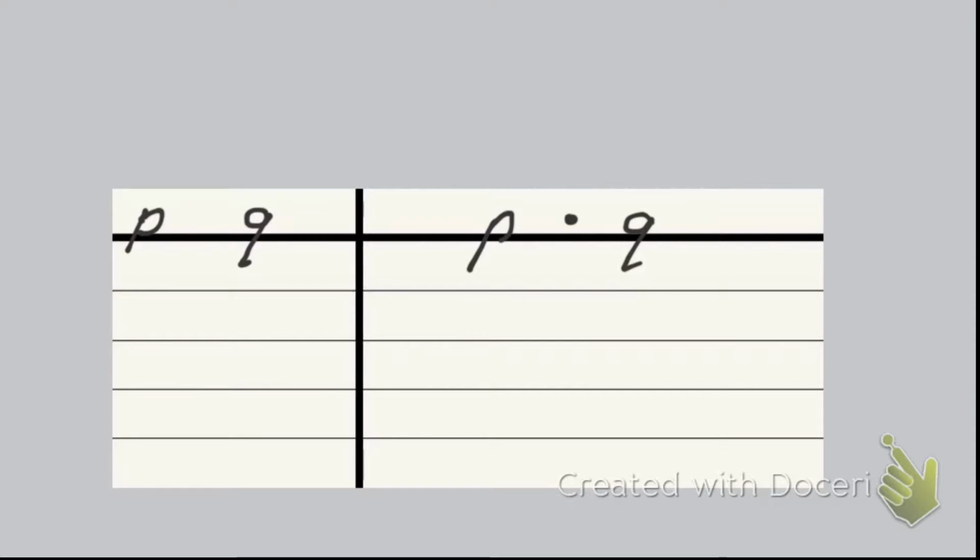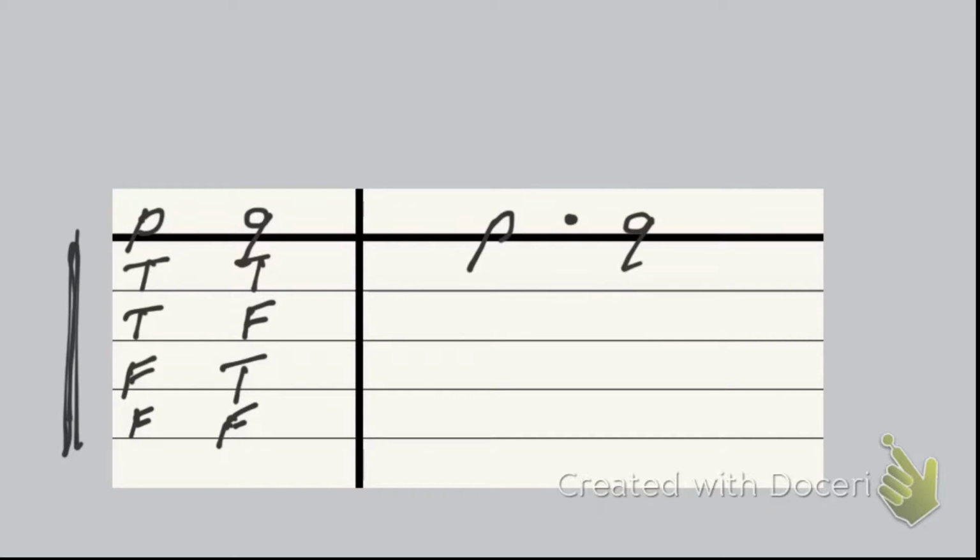Now over here on the left side, we want to capture every possible arrangement of truth values, every way in which P and Q can be true and false. One obvious way is for both of them to be true. Or perhaps P could be true and Q false. Or P could be false while Q is true. Or both could be false.